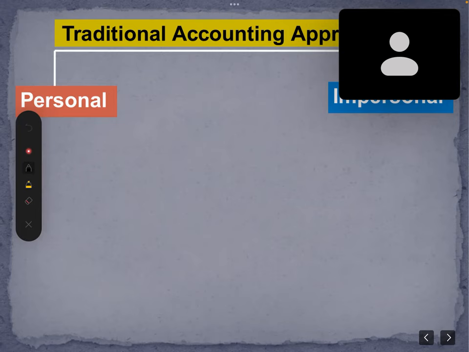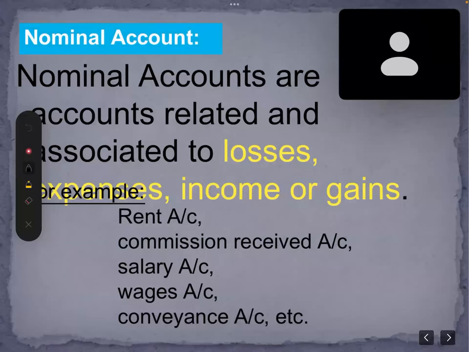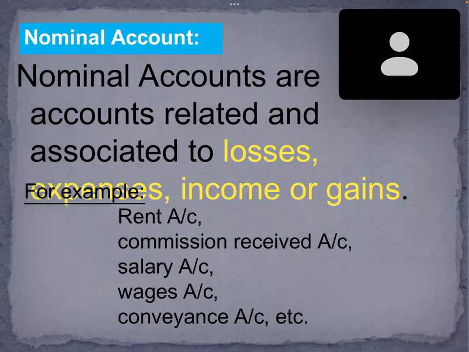Now let's talk about the traditional accounting approach, wherein I've already told you that we have two categories of account, personal and impersonal. Under the impersonal account, we have the nominal and the real account. Talking about what a nominal account is, nominal accounts are all those accounts which are related to loss, expense, income, or gain.